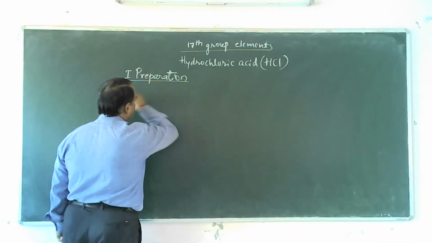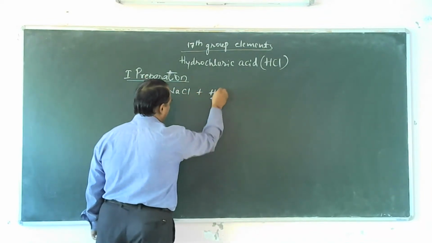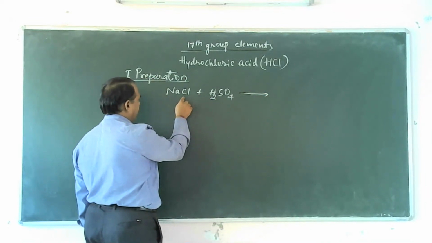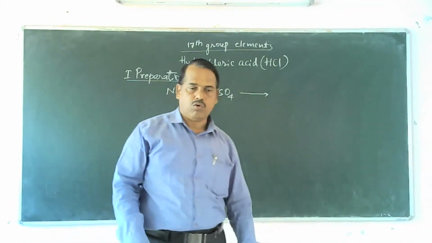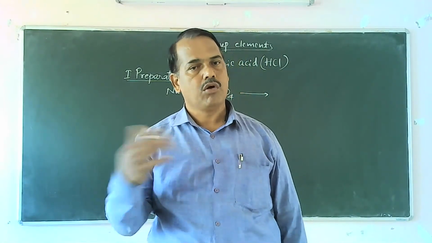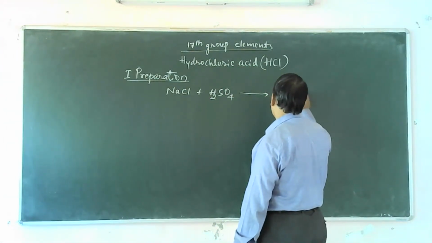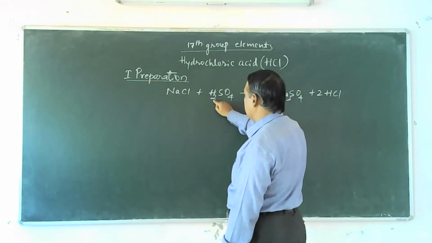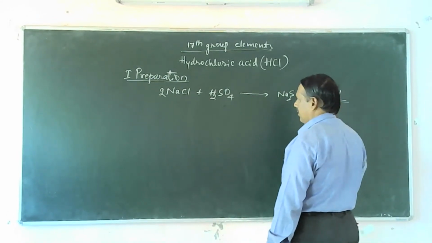See, preparation of hydrochloric acid. It can be prepared from sodium chloride and concentrated H2SO4. When a metal chloride, sodium chloride, reacts with concentrated H2SO4, we will get hydrochloric acid: 2NaCl plus H2SO4 gives Na2SO4 plus 2HCl.